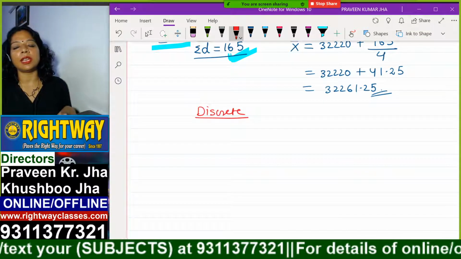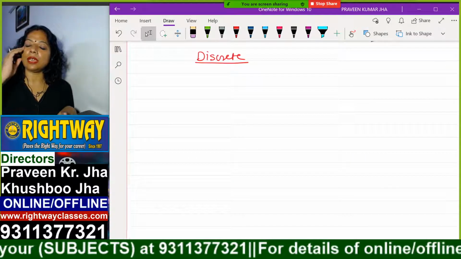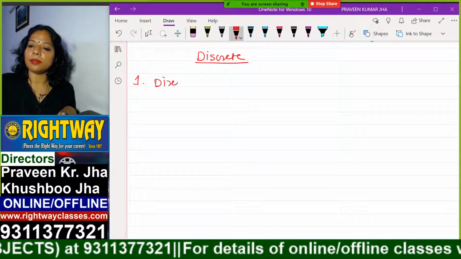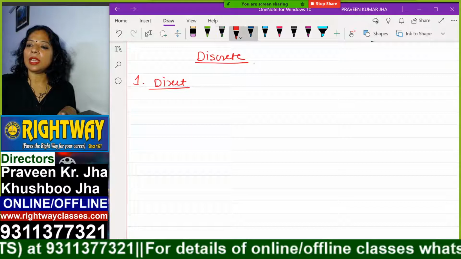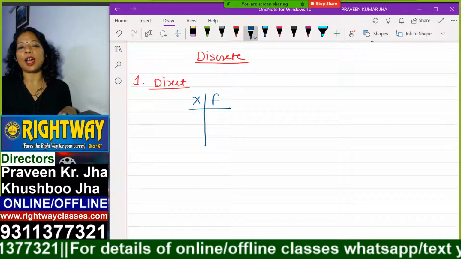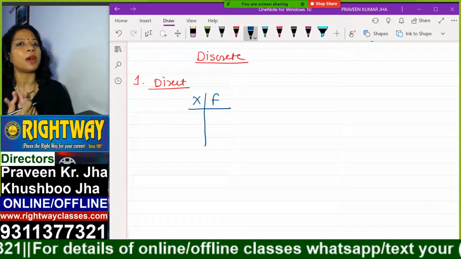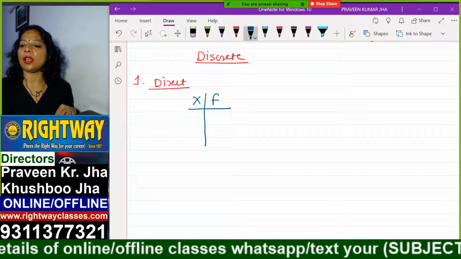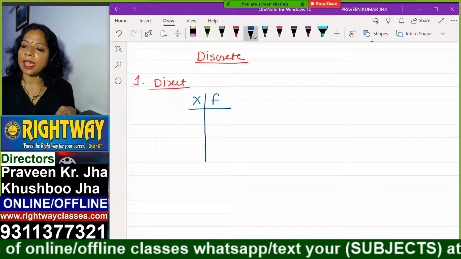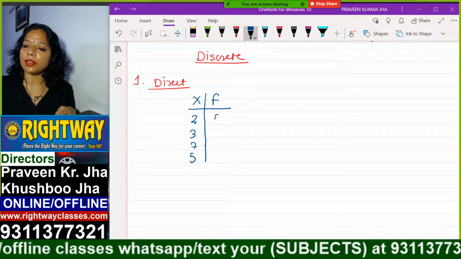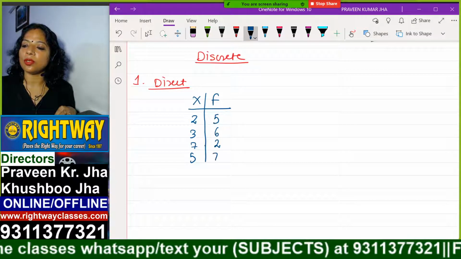Next is discrete. In discrete, first of all we are going to do the direct method. In the direct method we will be given x and f. Frequency will also be given, because it is a discrete series. Now see, x and f. Suppose it is 2, 3, 7, 5, and this is coming 5 times, 6, 2, 7.